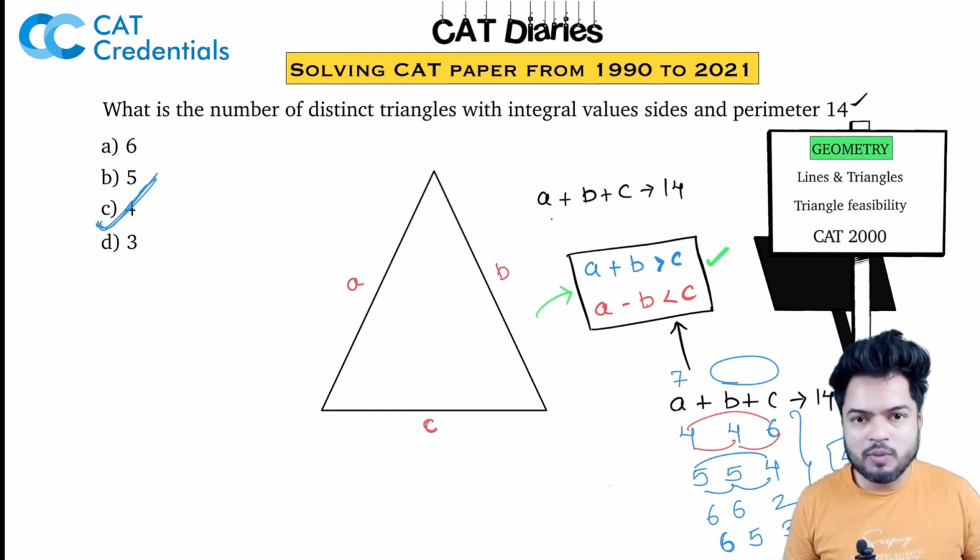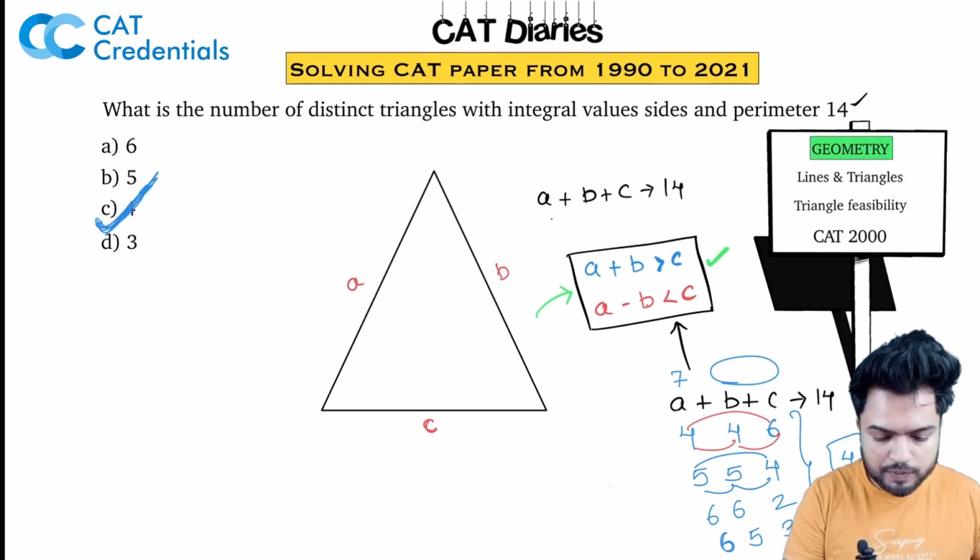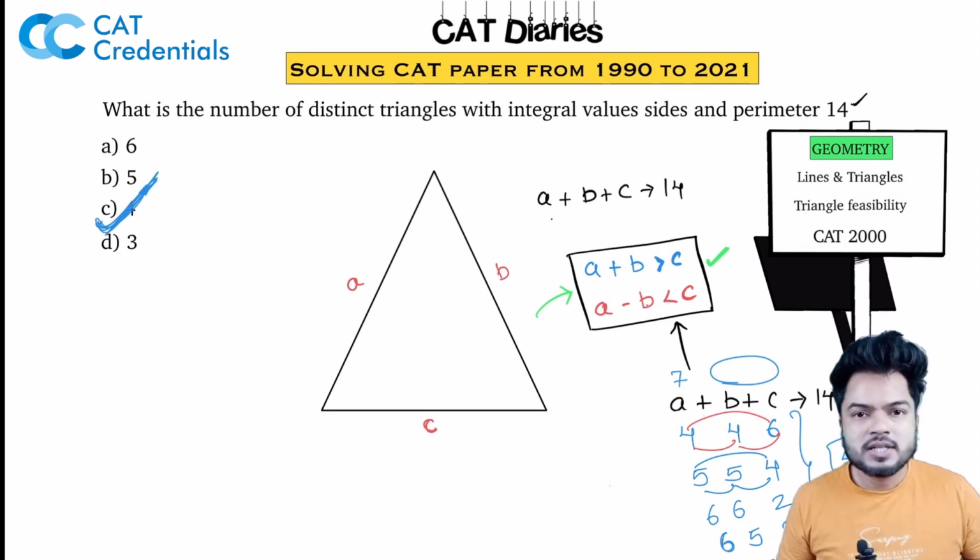That is, the sum of the two is greater than the third. So how many such triangles can be formed here? 4 would be your answer to this question. Okay, so not a difficult question. I would rate this as an easy question.